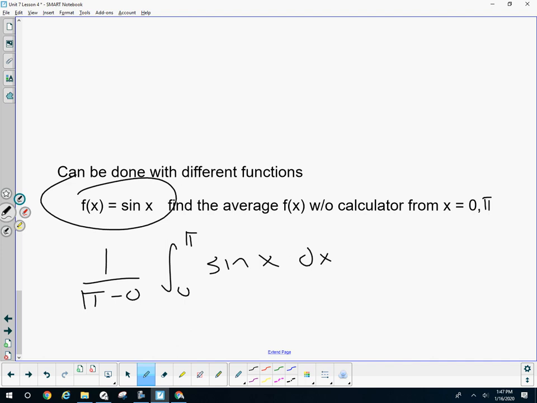So that's average values. Your homework has lots of free response. We're getting ready for our test, which is all free response.